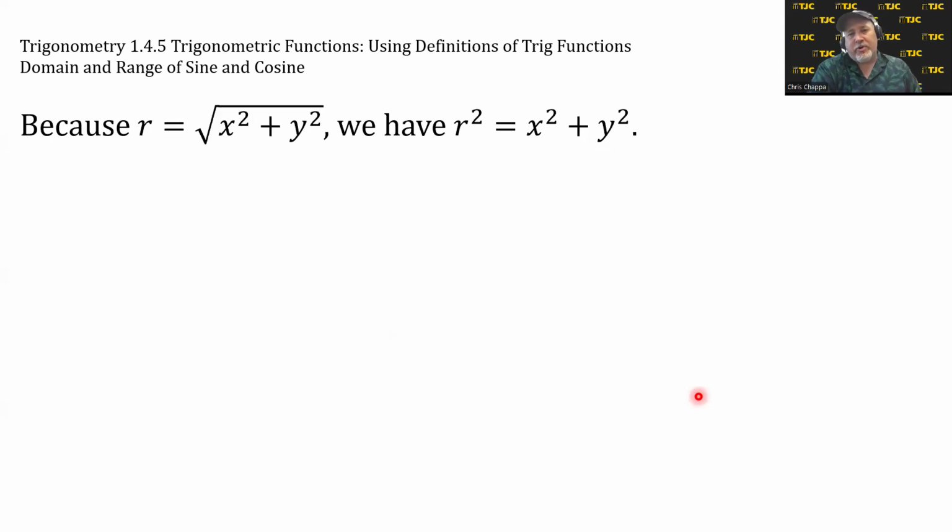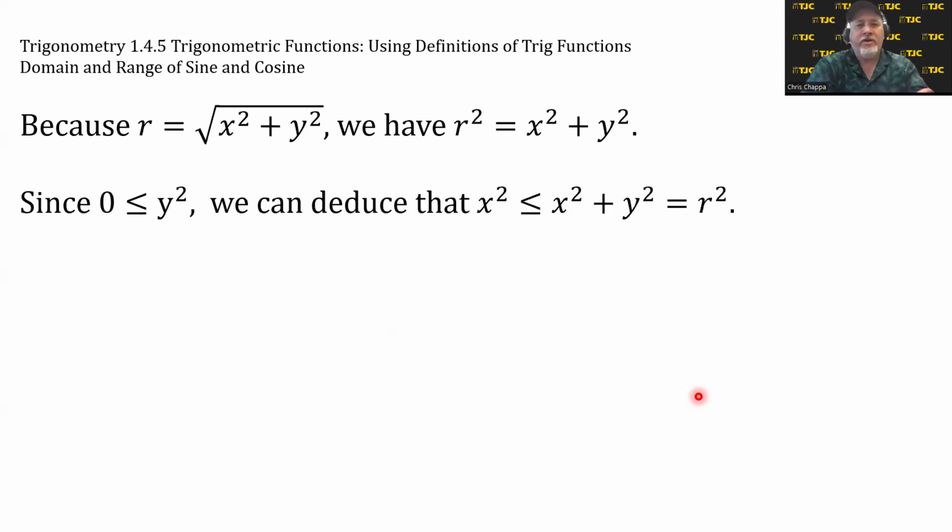We know that r is equal to the square root of x squared plus y squared, so we have that r squared is equal to x squared plus y squared by squaring both sides of that equation. Now, we also know that 0 is less than or equal to y squared, because y squared is non-negative. And because of that, we can deduce that x squared is less than or equal to x squared plus y squared, because we're adding a non-negative quantity to x squared, but x squared plus y squared is equal to r squared. So essentially, if you add x squared to both sides of this inequality, you get this one, and x squared plus y squared is equal to r squared.